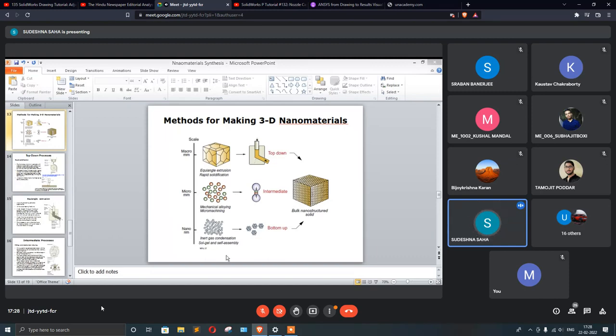This kind of approach, the bottom-up approach, we already have talked about a lot in detail, like inert gas condensation, solvent, and self assembly. From there you can create the structures, and from these structures you can create certain nanomaterials by using certain methods that we will discuss over here. But these techniques already have been discussed previously.